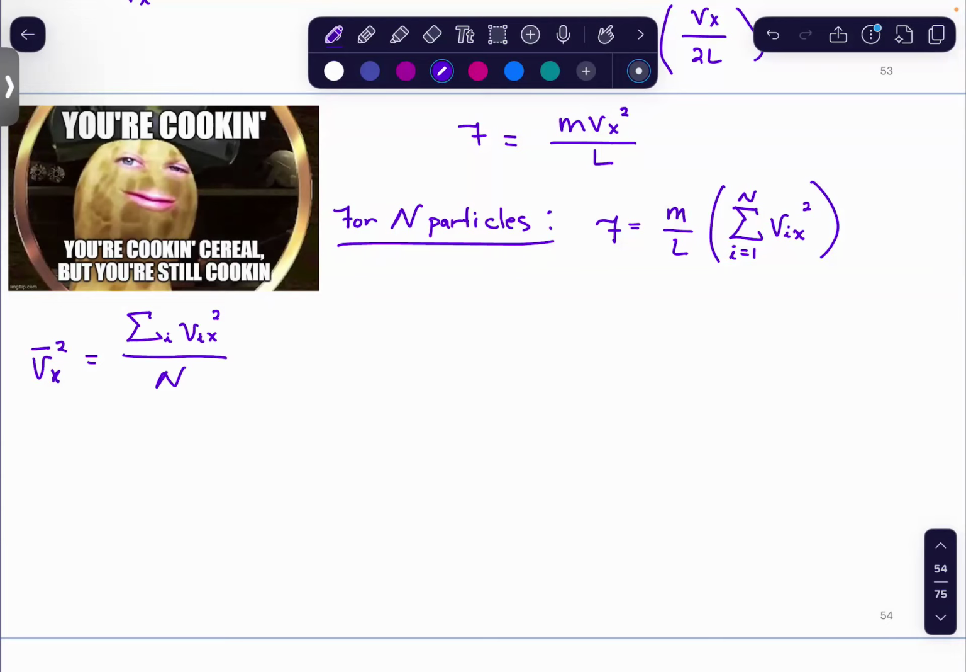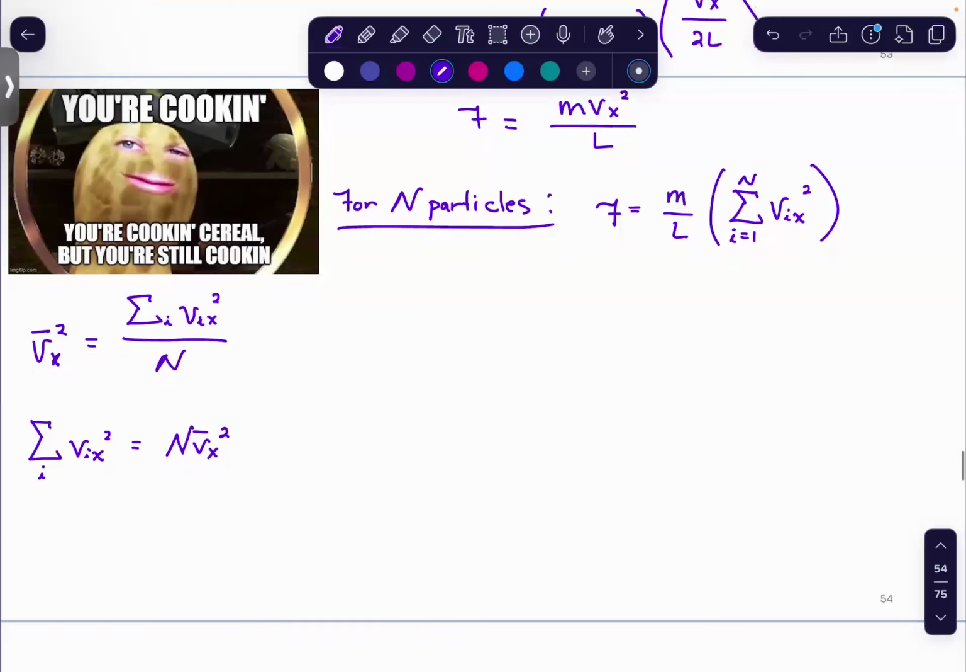Okay, so I'm going to rearrange this. My sum is going to equal n times the average squared. And so that means that my force now is going to be m over L n Vx squared, or m times the number of particles over L times the average velocity squared.